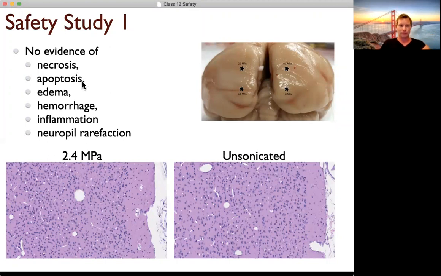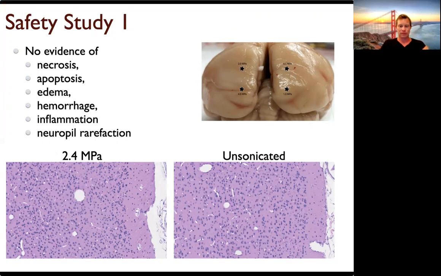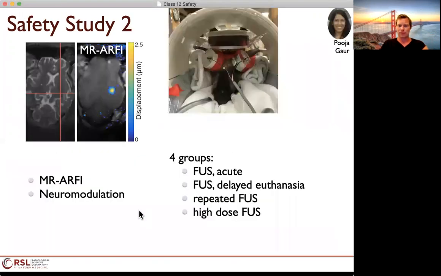We didn't see any evidence of apoptosis that we might have seen on H&E. Didn't see any edema, no hemorrhage. I mean, we just saw in the last couple of slides what hemorrhage looks like, so we can't see that here. No other evidence of inflammation or neuropil rarefaction. So really not a lot to see there.